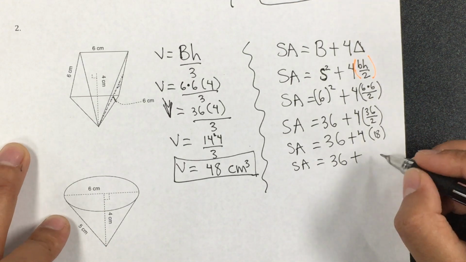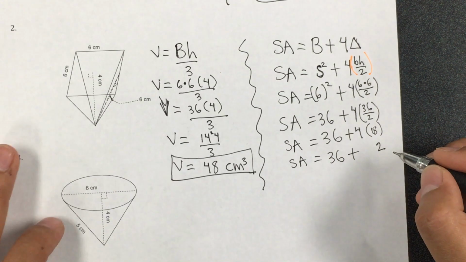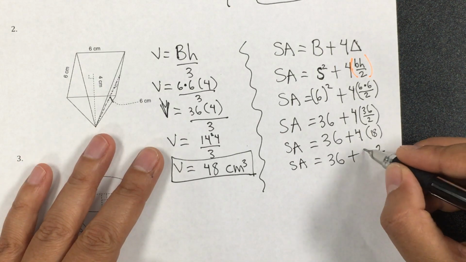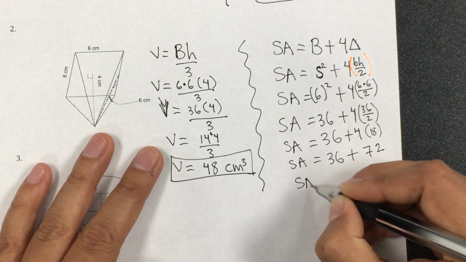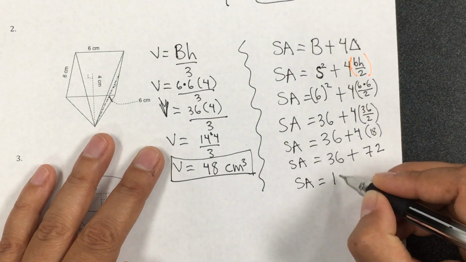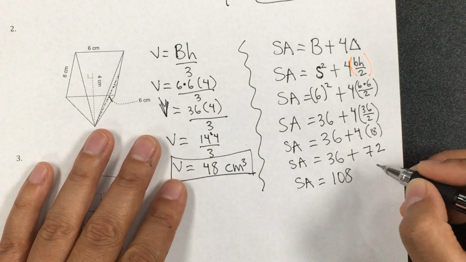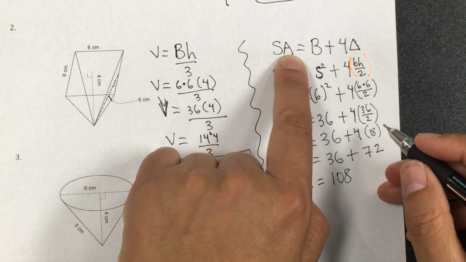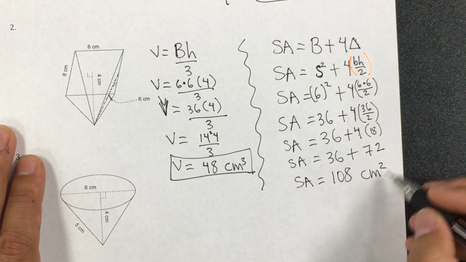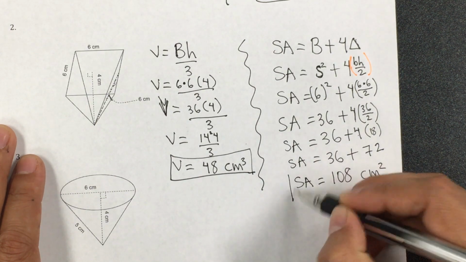4 times 8 is 32, carry 3. 4 times 1 is 4, and 3 is 7. And finally, you add those, so it's going to be 108. For area, it's going to be square centimeters, okay? Remember to put the unit of measurement.